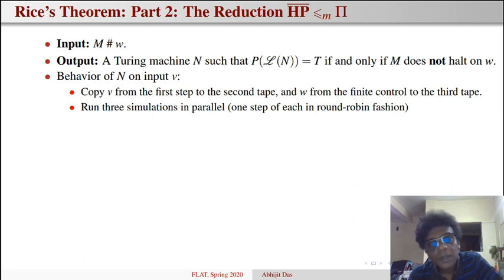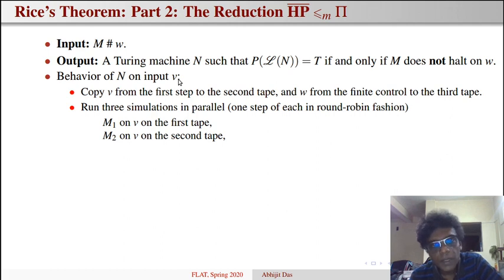One step each. So these simulations are of this form. On the first step, M1 is simulated on V. On the second step, M2 is simulated on V, again this input V. And on the third step, M is simulated on W. W is the input for M. So 3 simulations run in parallel, one step of each: M1, M2, M, M1, M2, M this way. Then some of the simulations may halt, some may not halt.